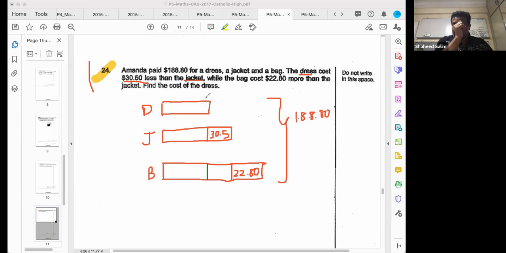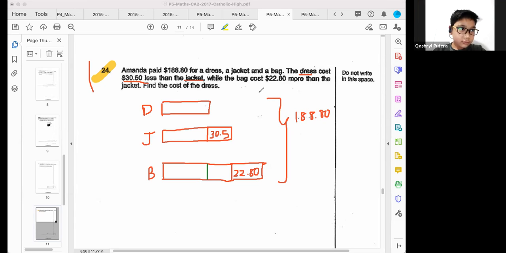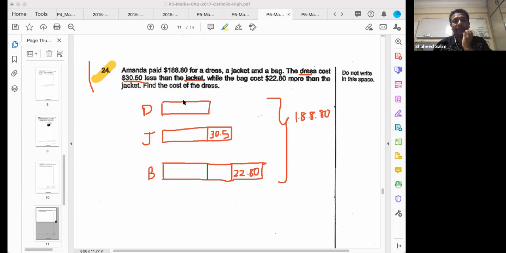What about Ridey? You understand, Ridey? Okay, I'm gonna just explain this part a little bit, okay? You don't know what? Okay, here we go. The whole cost is $188. Yes, well done, Farish. For a dress, a jacket, and a bag.